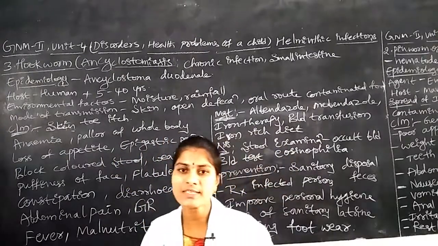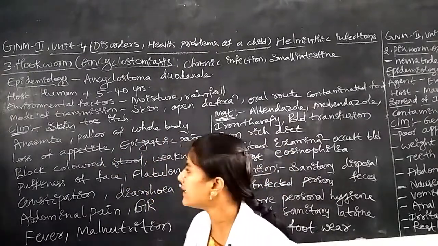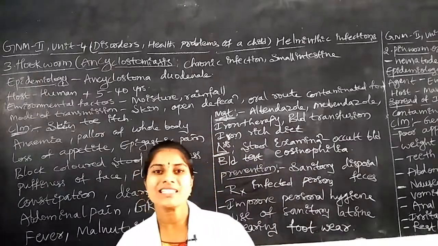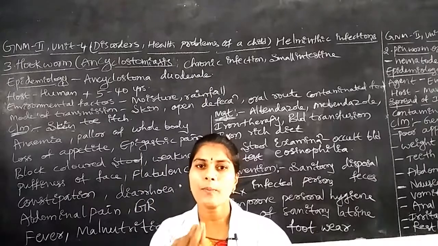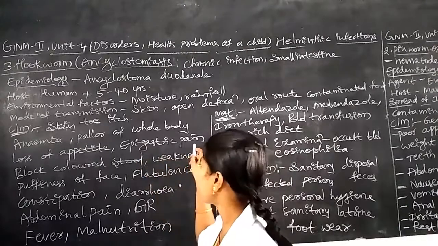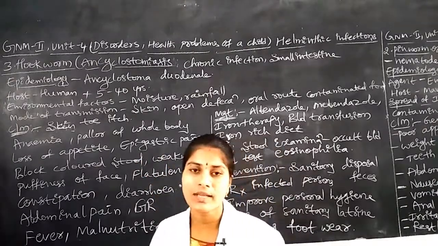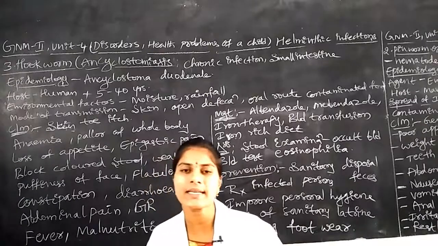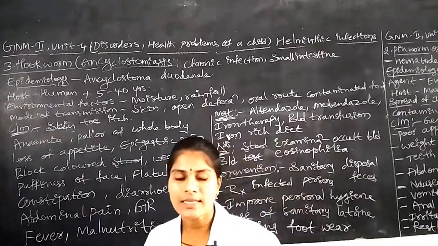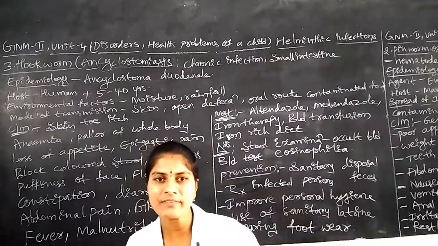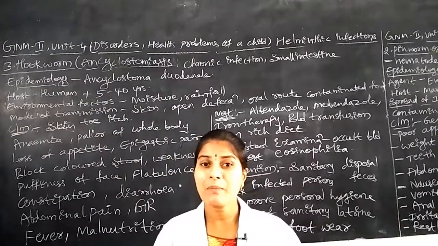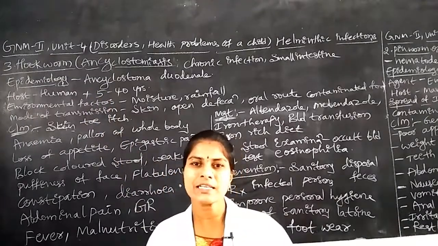When we observe the children, the child looks very dull and pale in color. Next, the child has loss of appetite; there is no proper appetite for taking food. Next one is epigastric pain. The child or individual always complains of epigastric pain, above the gastric region. Those with this type of hookworm infection complain, I am suffering with epigastric pain.